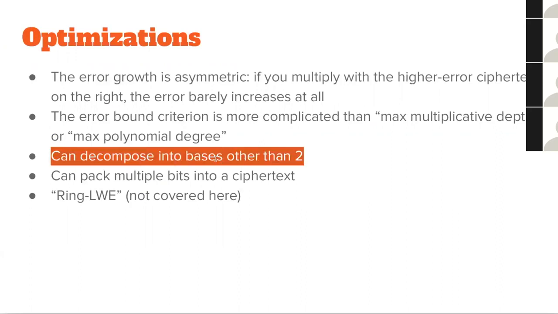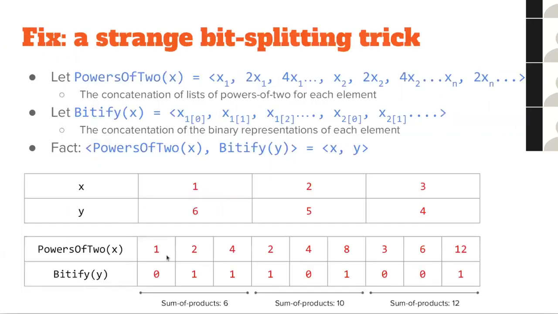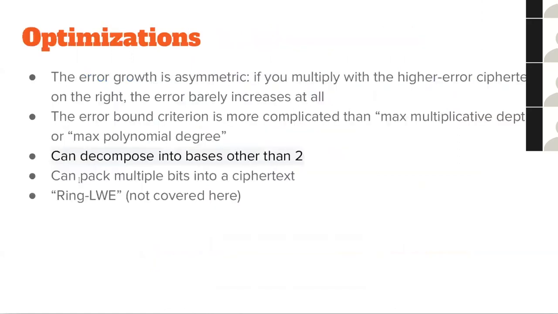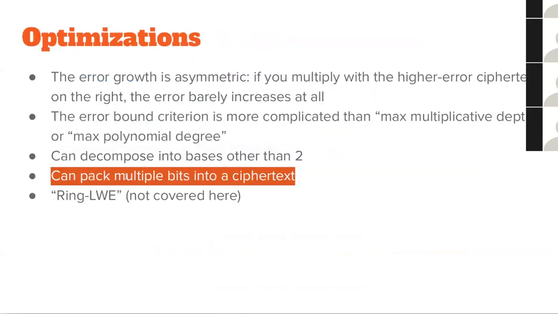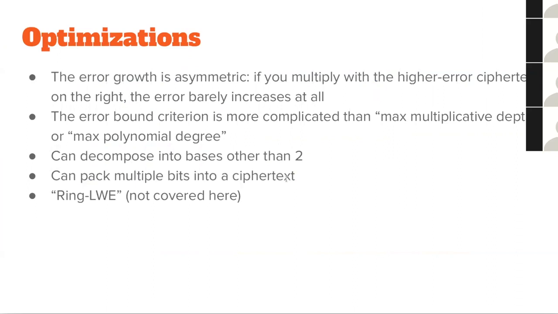Other optimizations: you don't need to do things in base 2, you don't need to decompose into binary powers of 2. You can also do this in base 3 or base 4 or base 16, and this potentially lets the error increase more slowly. You can also pack multiple bits into a ciphertext, and you can do addition and multiplication on a lot of bits at the same time.